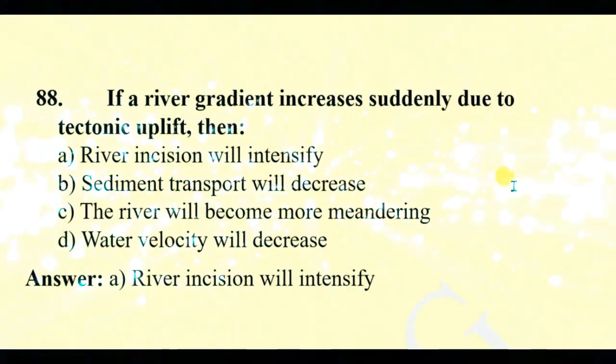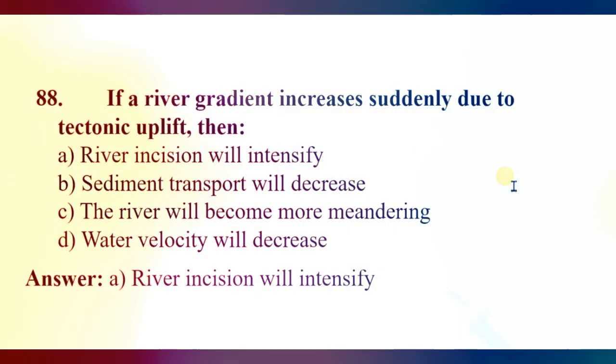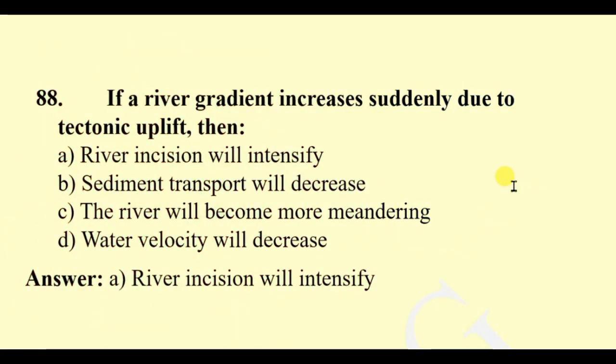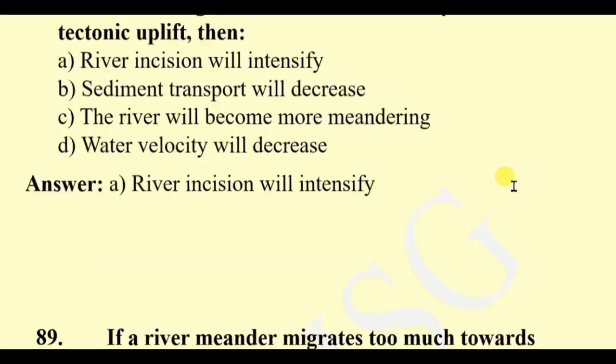Question 88. If a river gradient increases suddenly due to tectonic uplift, then river incision will intensify, sediment transport will decrease, the river will become more meandering, or water velocity will decrease. The answer will be river incision will intensify.